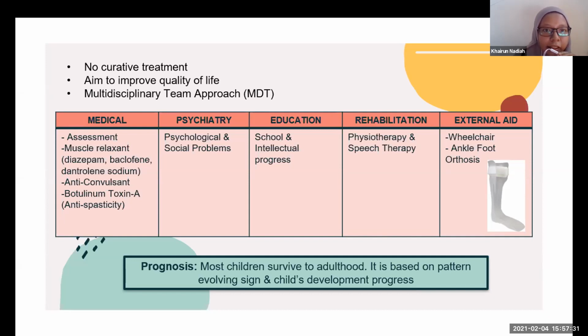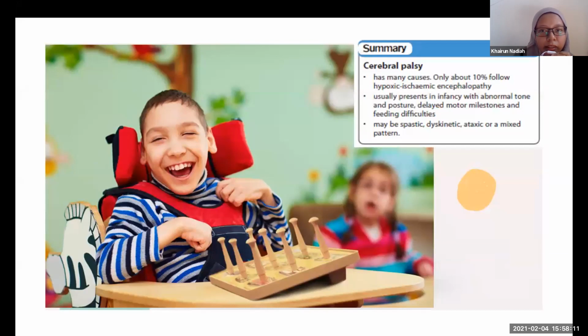So next is the psychiatry. We can refer to the psychiatry because the patient may have psychological and social problems. For the education, we need to help the children with school and the intellectual progress. Rehabilitation, the patient may have physiotherapy and also speech therapy, and the patient also may need to use external aids like the wheelchair and foot orthosis. So the prognosis, most children survive to adulthood, and it is based on the pattern of evolving signs and the child's development progress. So I think that's all from me.